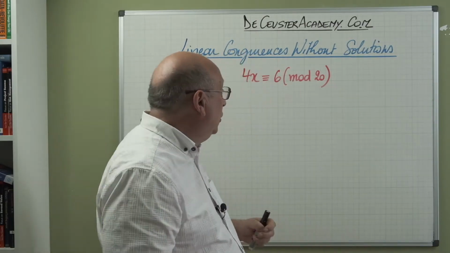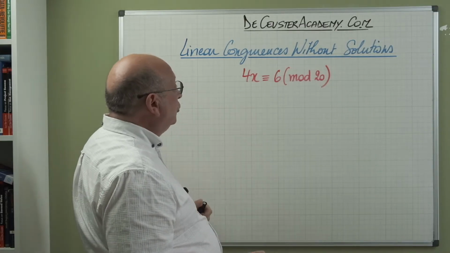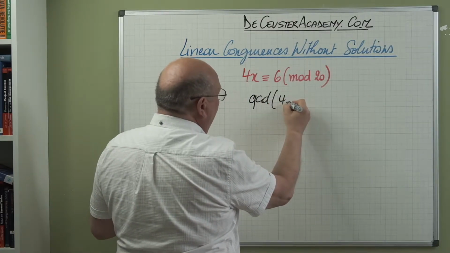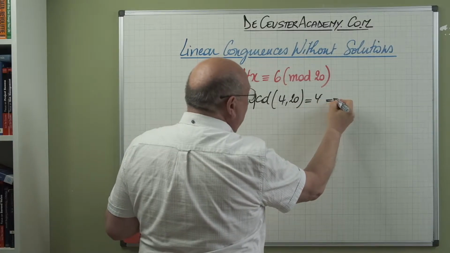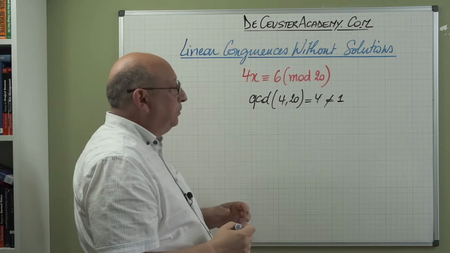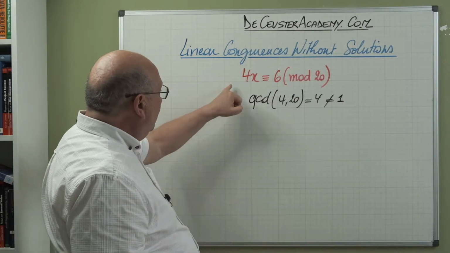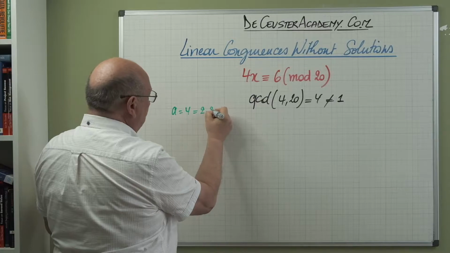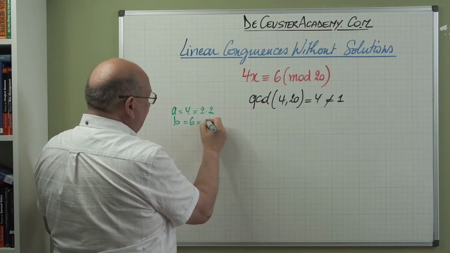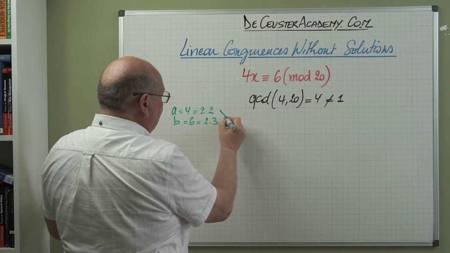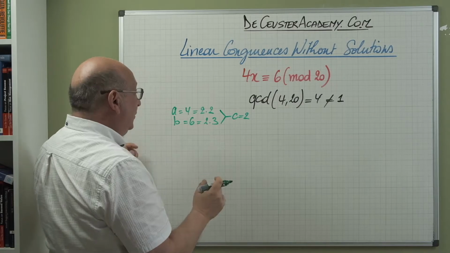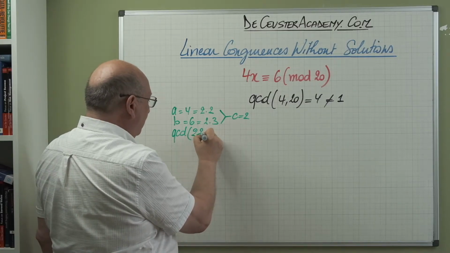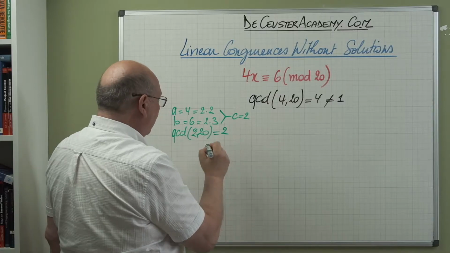The first thing we have here is the linear congruence 4x is congruent with 6 mod 20, and we can say that the GCD of 4 and 20 is equal to 4, which is not equal to 1. Now we have two possibilities. When we look at this equation, we can see that there is a common factor. A is equal to 4, which is 2 times 2, and B is 6, which is 2 times 3. The common factor, C, is 2. We can also find the GCD of 2 and 20, which is equal to 2.